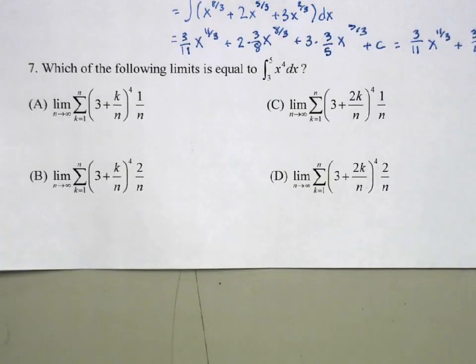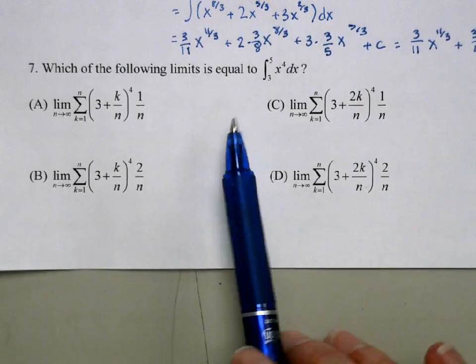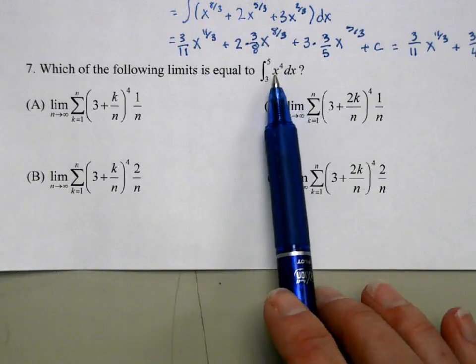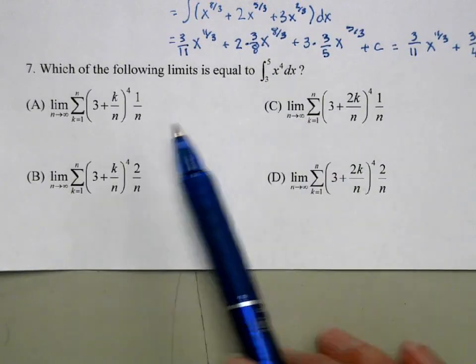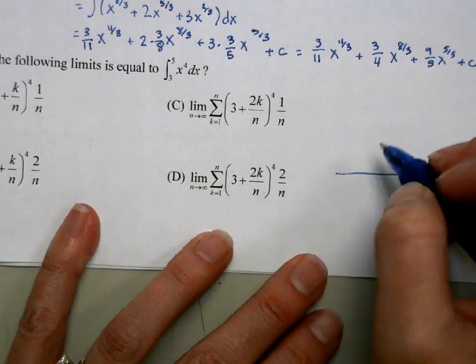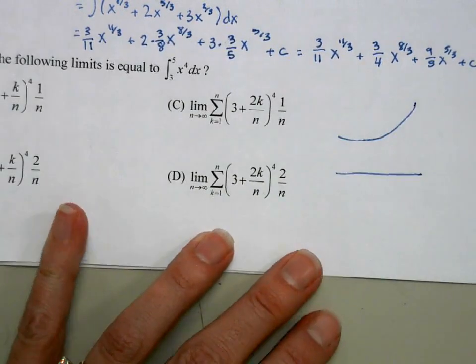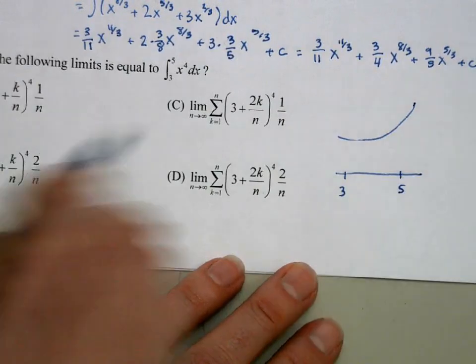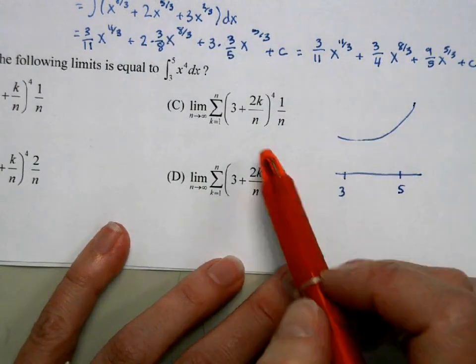Okay. Next we're going to find the Riemann sum in the limit statement that's going to equate to our integral symbol here. So we've got the integral from 3 to 5 of x to the 4th dx. So what we're doing here is I've got some function, x to the 4th, I'll put a generic thing here, and we're integrating from 3 to 5, where these represent different rectangles.